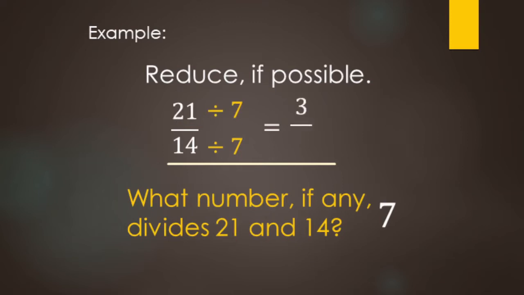So here we go. 21 divided by 7 makes 3. And then 14 divided by 7 makes 2. And there's the reduced form of 21 over 14. It's 3/2.